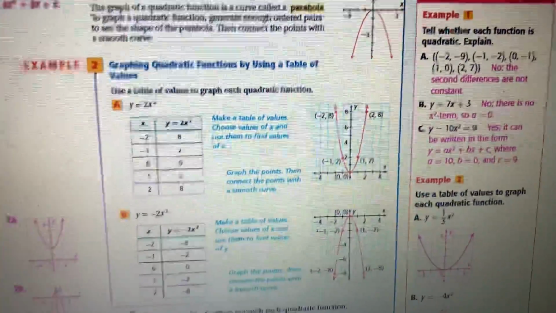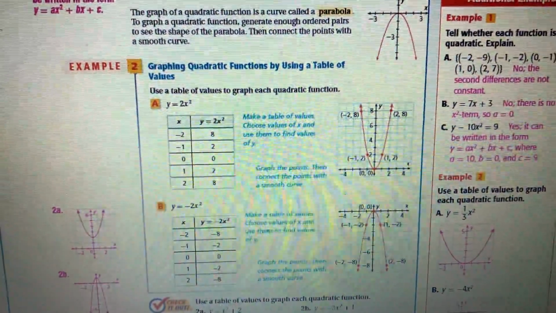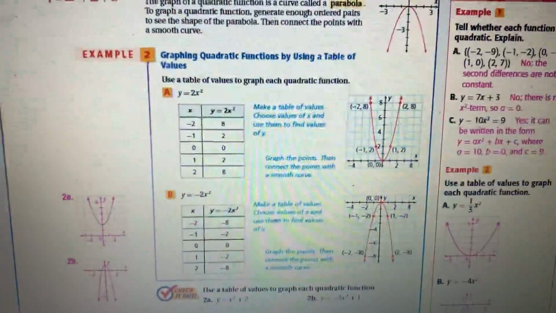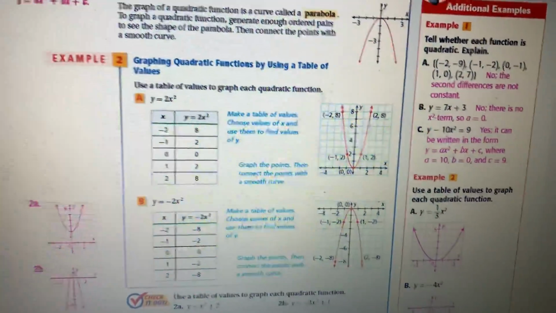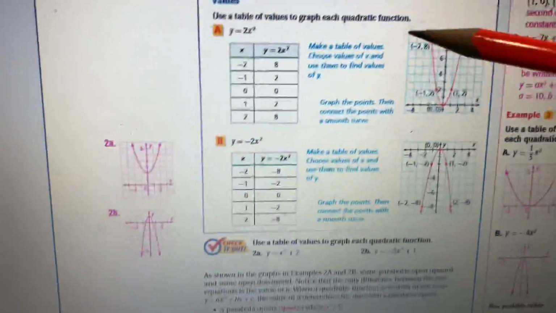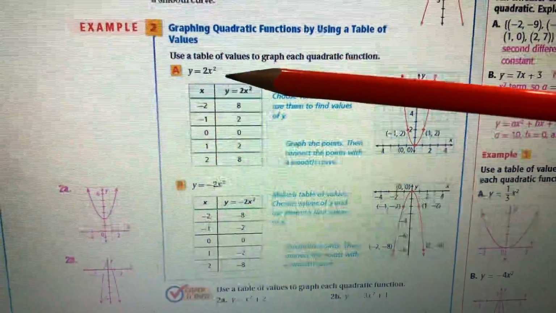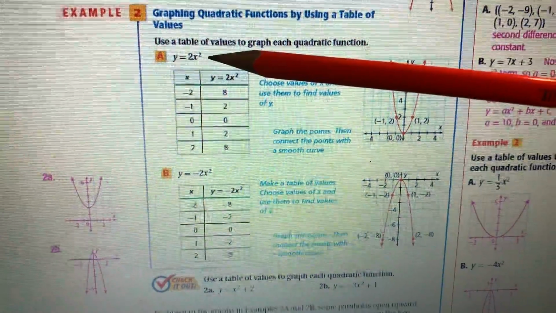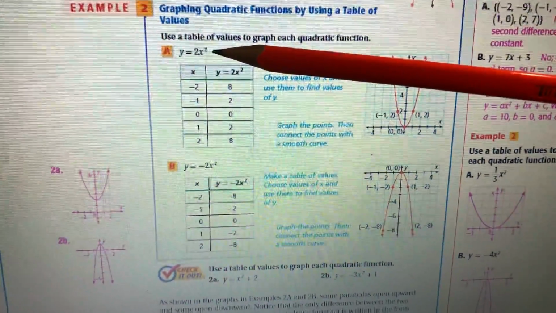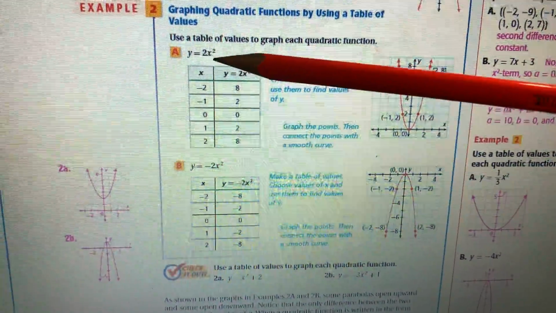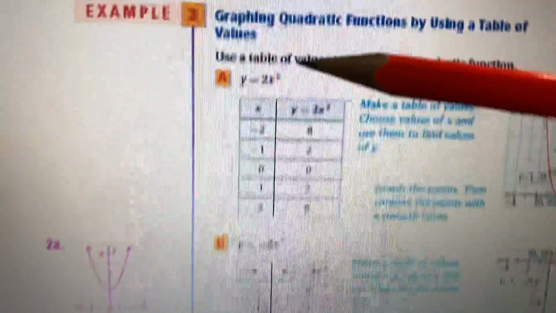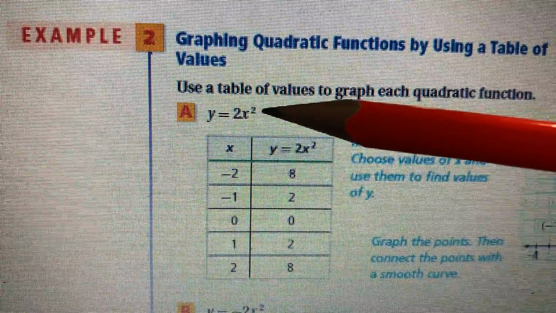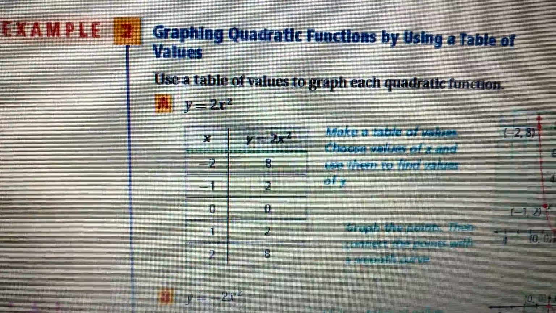Okay, guys, now we are going to be taking a look at example number 2. In example number 2, what the book is doing is that you have this function over here. We know it is a quadratic function because, as you can see, the x is raised to the second power.